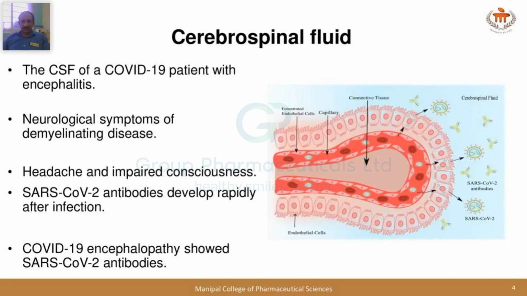Whereas when another patient with a neurological symptom of demyelinating disease had the CSF subjected to RT-PCR, this patient also showed the presence of SARS-CoV-2 in the CSF. Apart from that, several cases were reported henceforth which showed the presence of SARS-CoV-2 in the CSF, including patients who had shown mild symptoms such as headache as well as impaired consciousness.